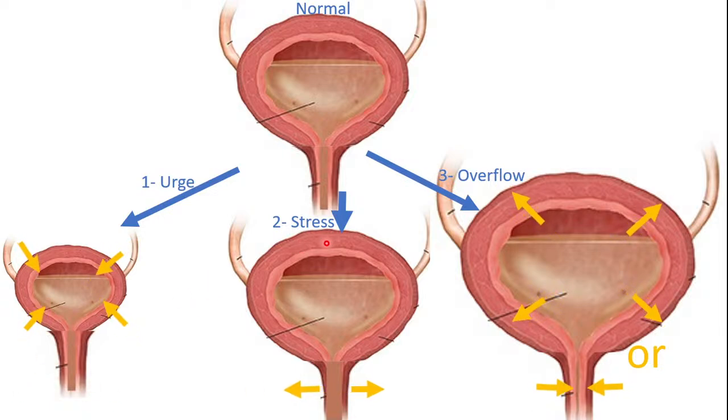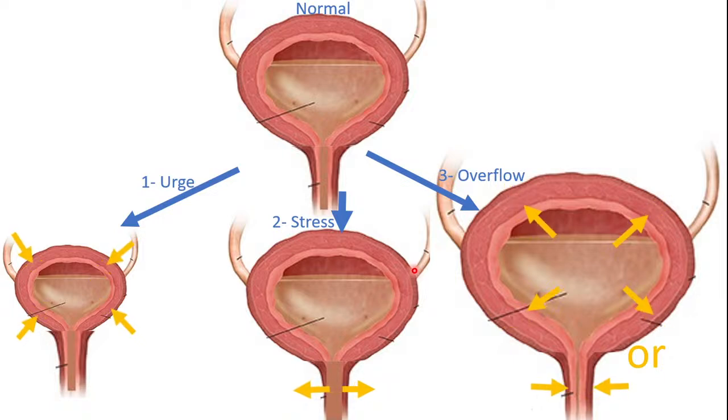In stress incontinence, however, there's a problem in the urethra. It is wide, it's more wide. And this happens, for example, after a couple of pregnancy complications. So this is wide and leaks urine.